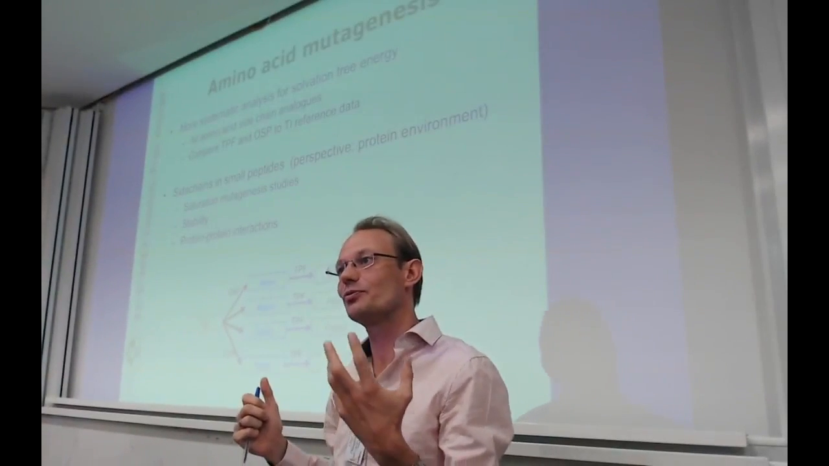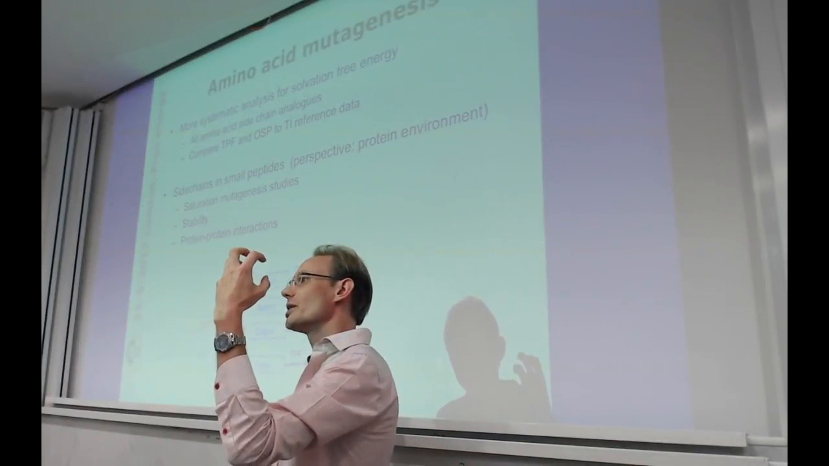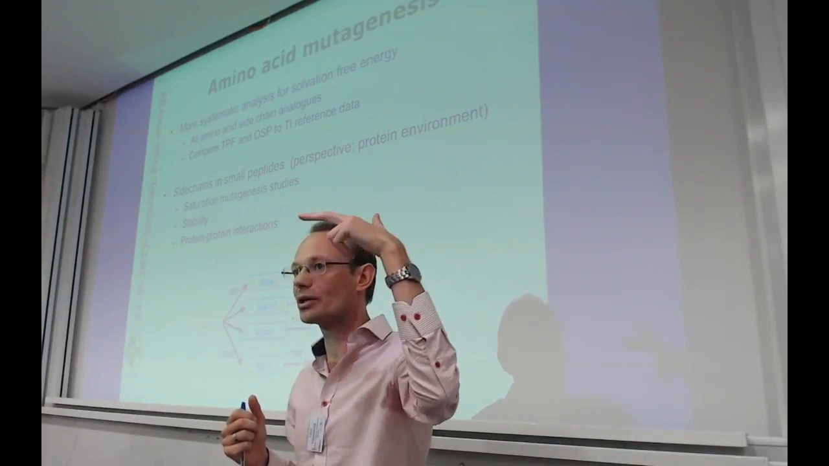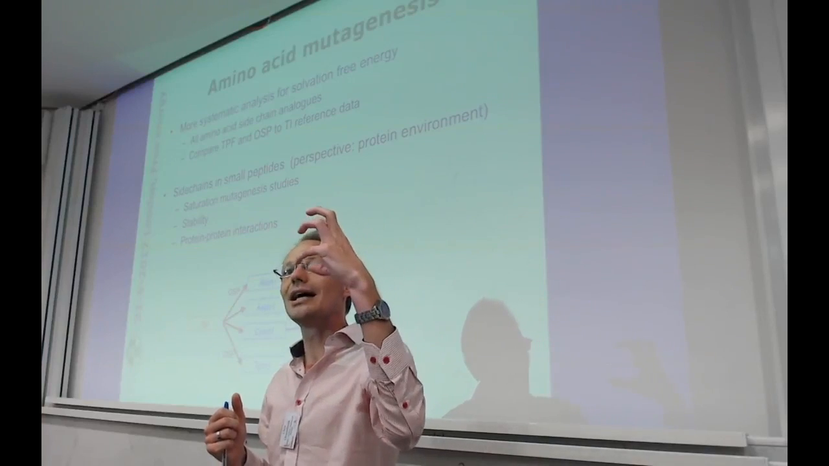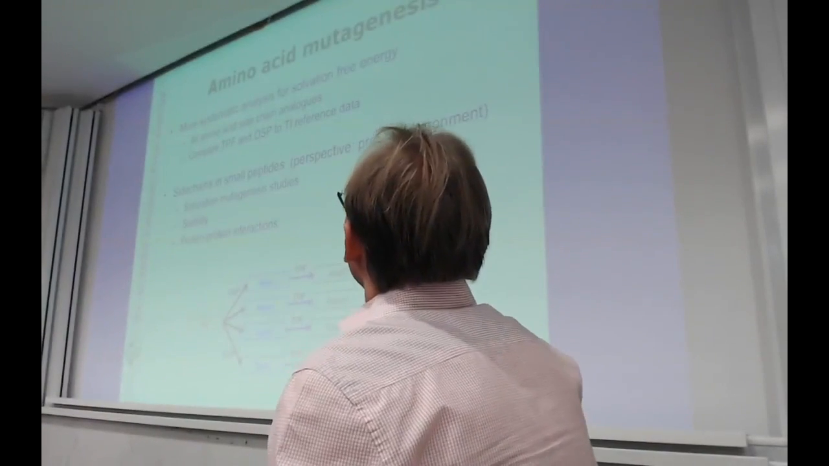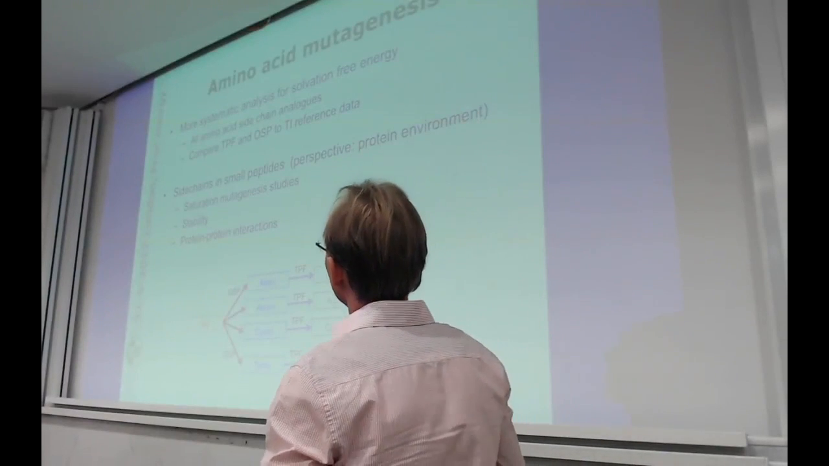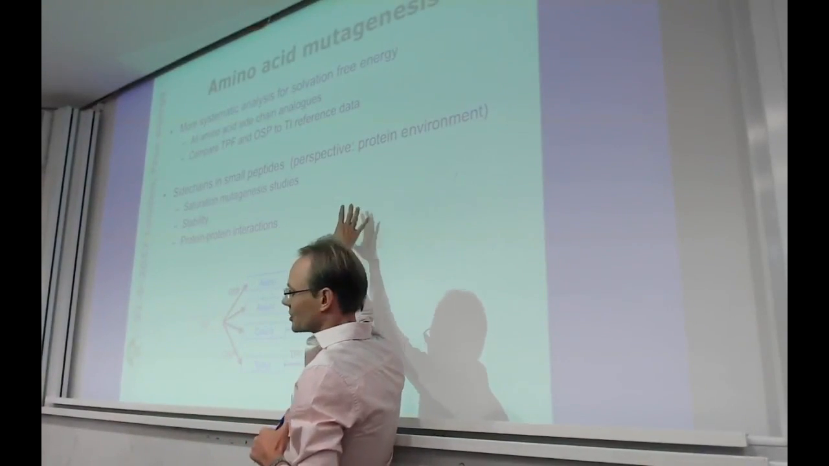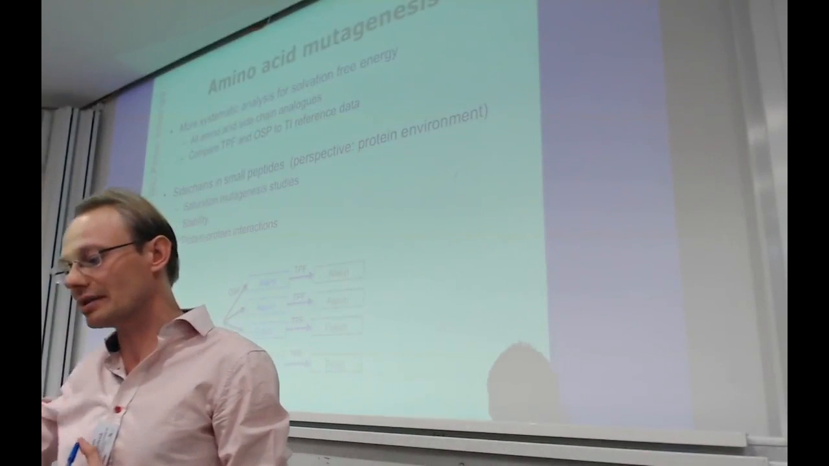So we first take the small molecules, which is we take all the analogs of the side chain. So we cut them between C alpha and C beta, and we look at the solvation free energy of the small molecule that you end up with. And then the next stage we also do it in a small peptide, and then of course also in a protein.